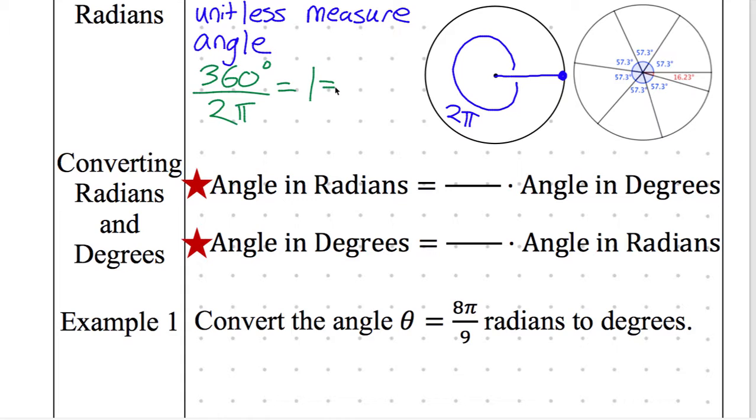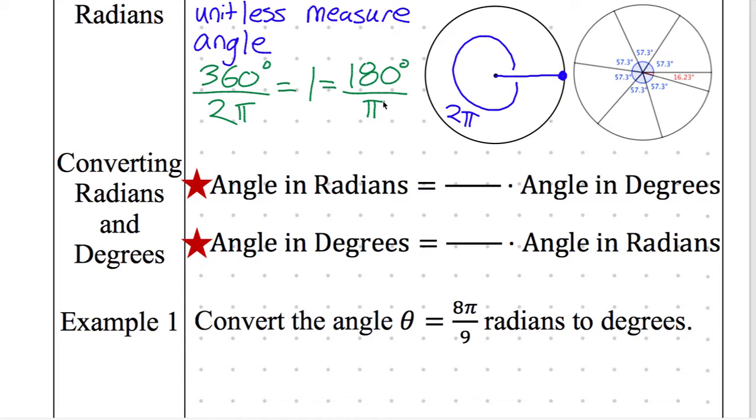Colby, I'll take it. And you get 180 degrees divided by pi. And that special fraction is what we're going to be using over and over again.